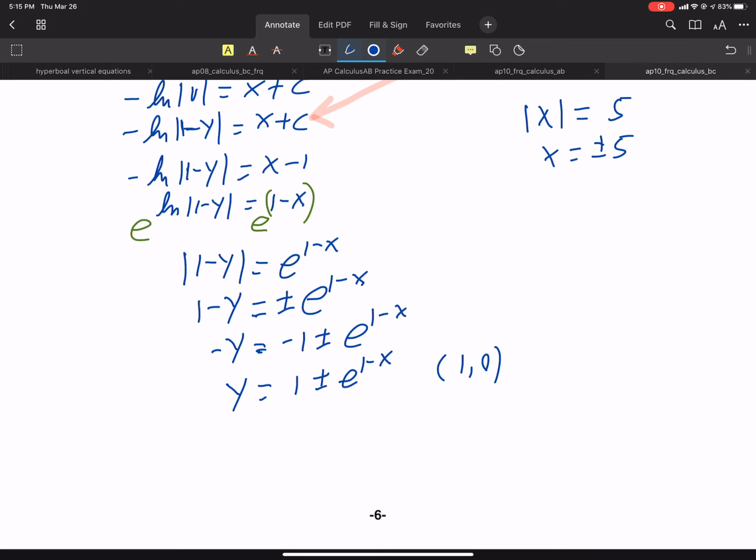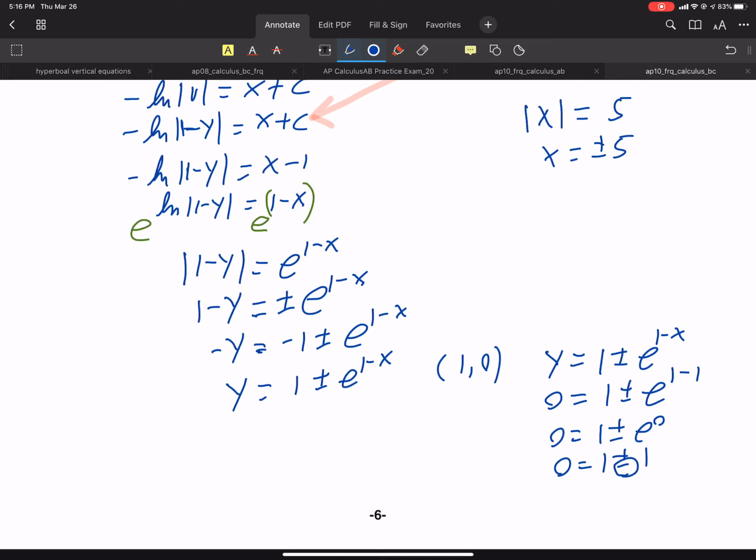So this is side work. y equals 1 plus or minus e to the 1 minus x. We're going to plug in 0 here. It's going to be 1 minus 1. So 0 equals 1 plus or minus e to the 0, which is 1 plus or minus 1. Clearly, to get 0, it's got to be the minus there. So our final answer, y equals 1 minus e to the 1 minus x. There we go.